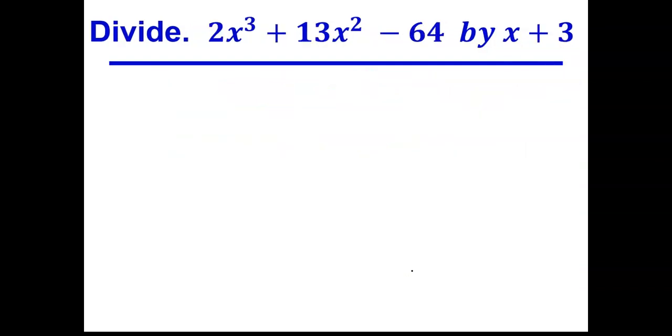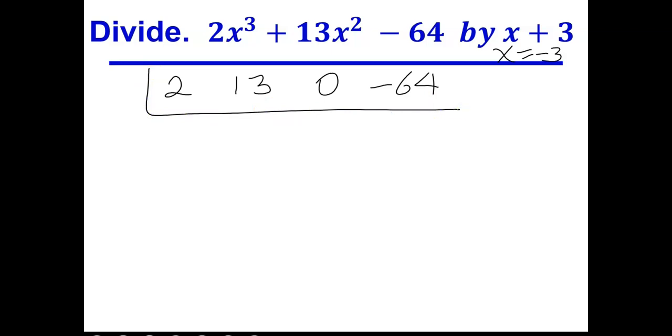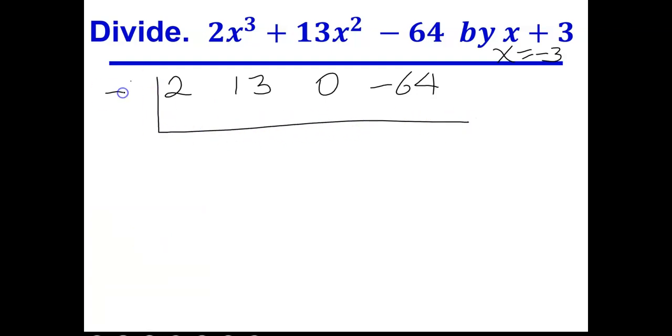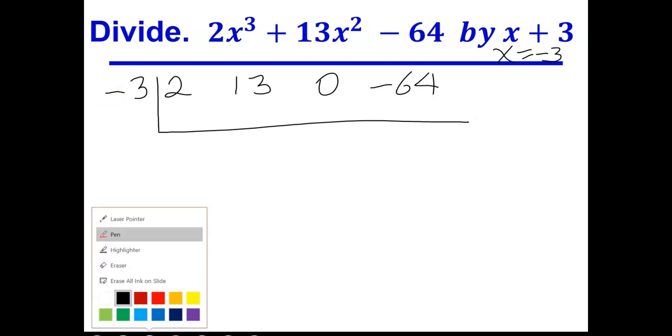So next we do the same thing. Here again we have degree of 3, degree of 2. We are missing degree of 1, so we put 0 there. The polynomial has coefficients 2, 13, 0. Always remember that. And since we have x plus 3, we are going to divide by x by negative 3.